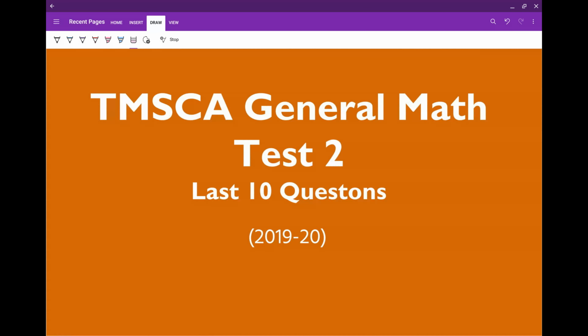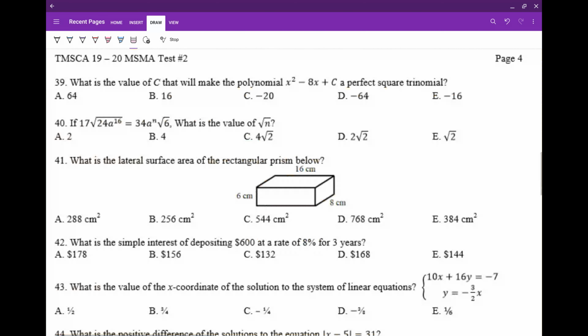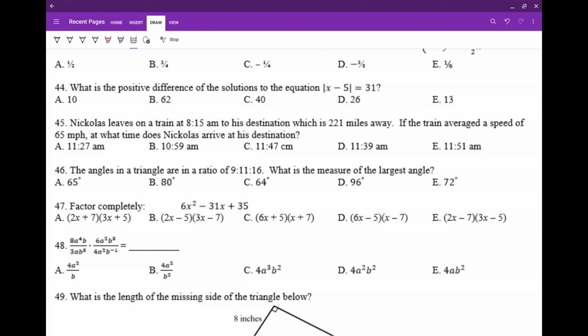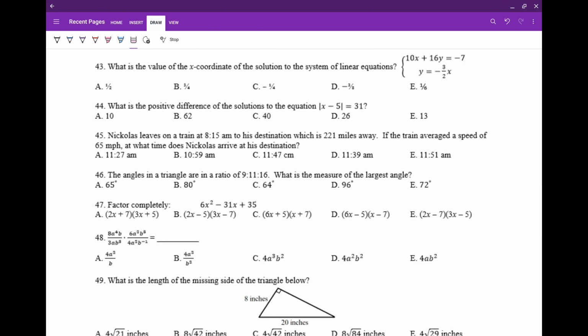Question 46 of General Math Test 2. Guess what? We've finally been dealt a triangle problem. So it gives us the angles in a triangle with the ratio as that. It's asking the measure of the largest angle. So one thing I'd like to do before we start is identify the largest angle. So in a ratio, because it's like A to B to C, the largest angle is going to be whatever 16 represents in the ratio. So if we identify that, that's good.